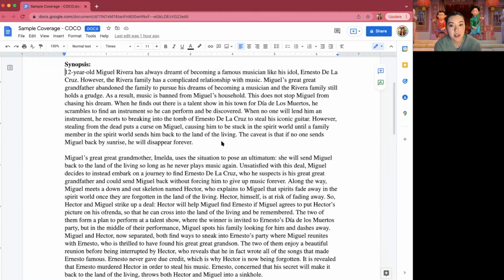When he finds out there's a talent show in his town for Dia de los Muertos, he scrambles to find an instrument so he can perform and be discovered. When no one will lend him an instrument, he resorts to breaking into the tomb of Ernesto de la Cruz, who we mentioned earlier, so we don't need to explain that here, to steal his iconic guitar. However, stealing from the dead puts a curse on Miguel, causing him to be stuck in the spirit world until a family member in the spirit world sends him back to the land of the living. The caveat is that if no one sends Miguel back by sunrise, he will disappear forever. So this is basically saying beat for beat what happens in Act 1 of Coco.